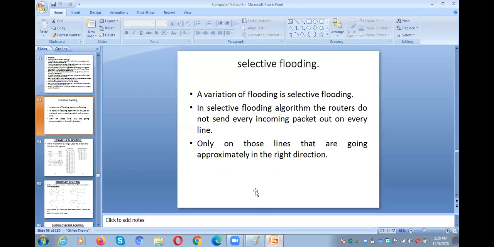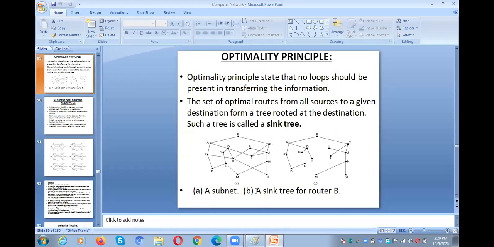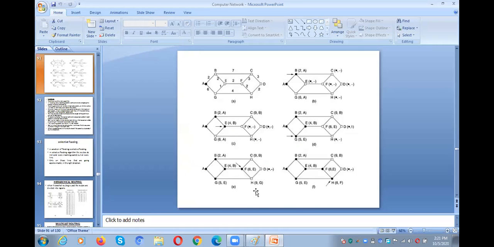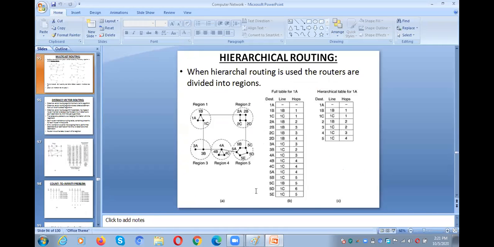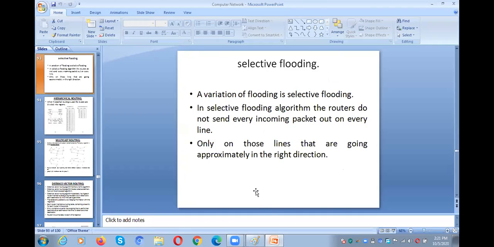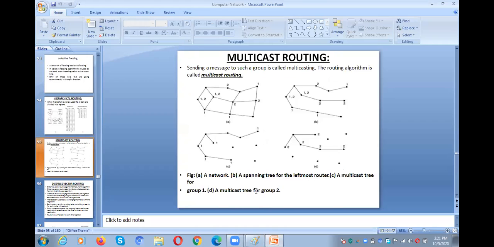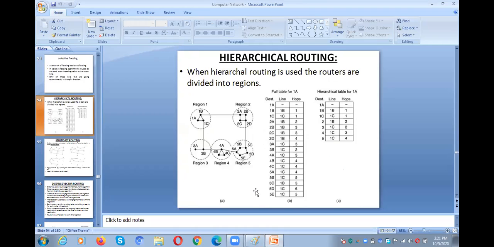So these two come under non-adaptive, static algorithms: the shortest path routing algorithm and the flooding algorithm. Now coming to dynamic algorithms. Under the dynamic algorithm, we have two things: the distance vector routing algorithm and the link state routing algorithm. Before discussing those, hierarchical routing and multicast routing are also there, but these are not in your syllabus, I think. But otherwise, I will let you know.